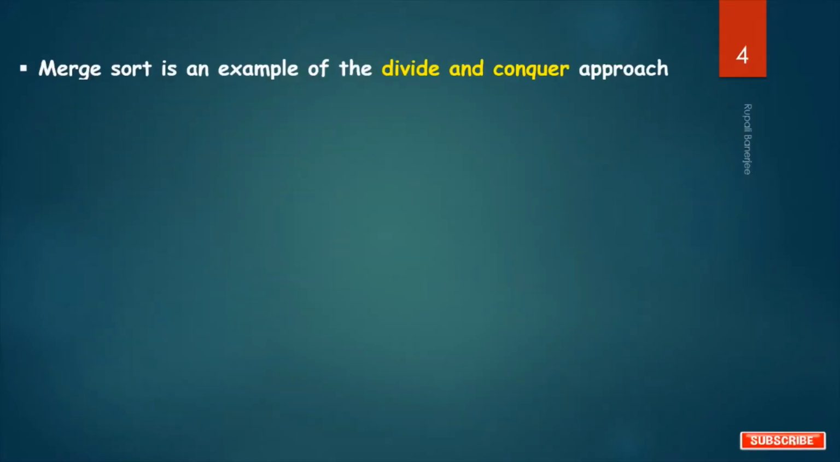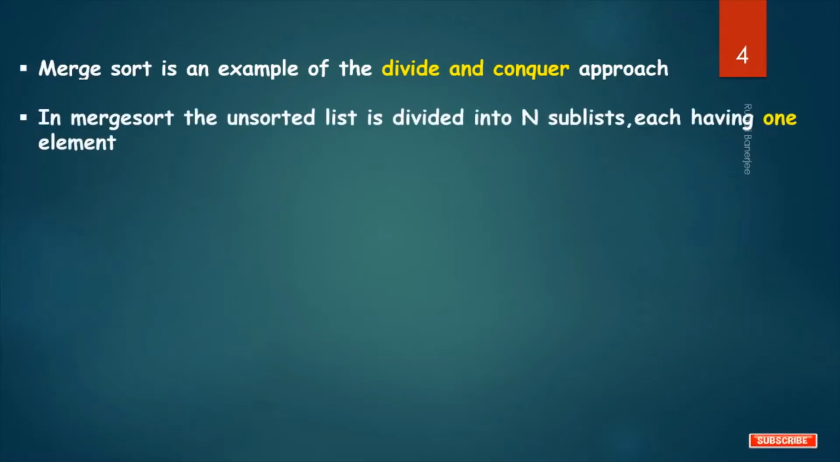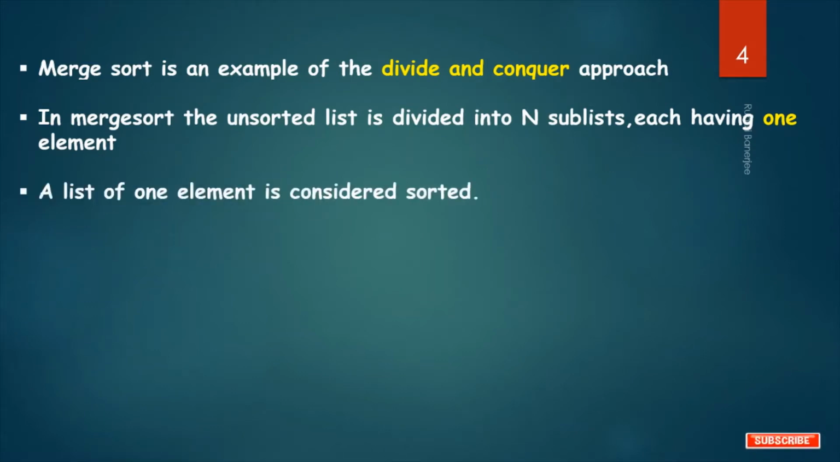Merge sort is an example of the divide and conquer approach. In merge sort, the unsorted list is divided into n sublists, each having one element. First, there is a list having n elements, and I divide that list into single elements. So n sublists will be produced, and each list consists of one element. Because a list of one element is considered a sorted list. Because there is one element, it is automatically sorted.